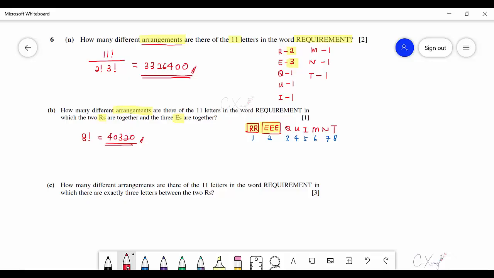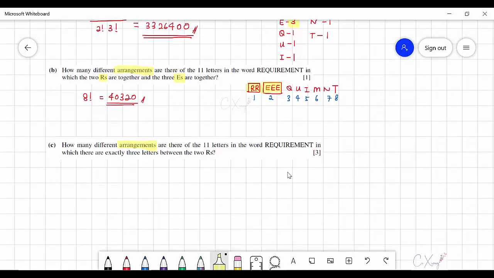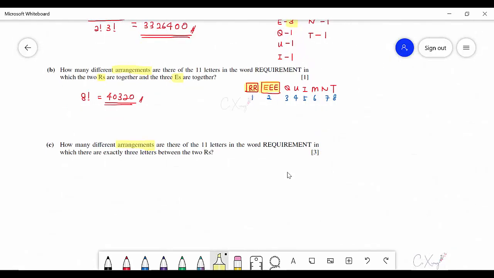Okay, so let's continue to part C. For part C, again, highlight the word arrangement one more time. We are still considering the factorial or nPr as our solution. It is still the same word, which is requirement. Then they are asking for exactly 3 letters between the 2 R's, so the number of ways that we want to have exactly 3 letters between the 2 R's.